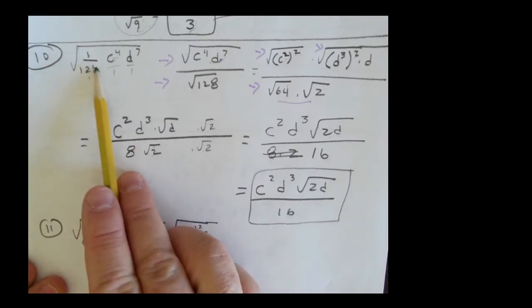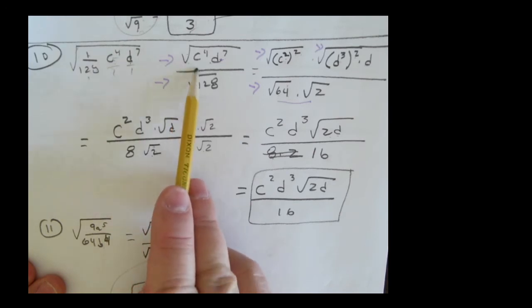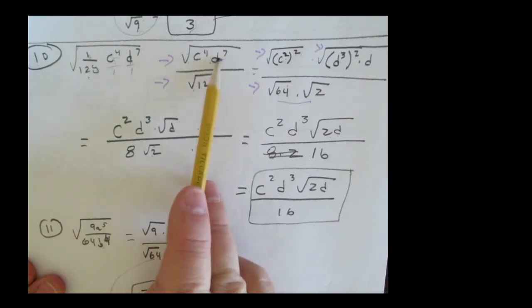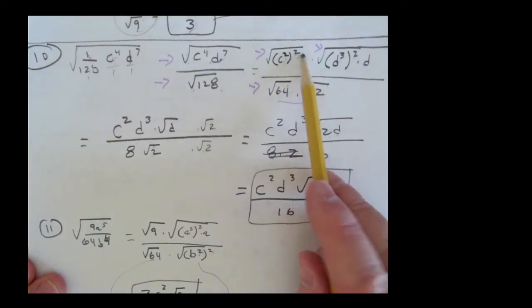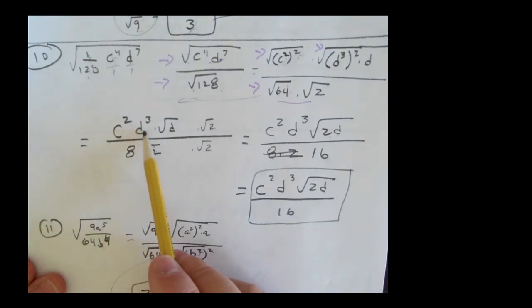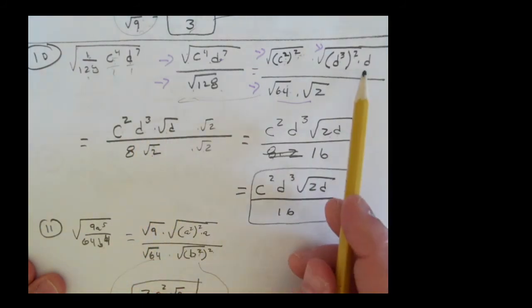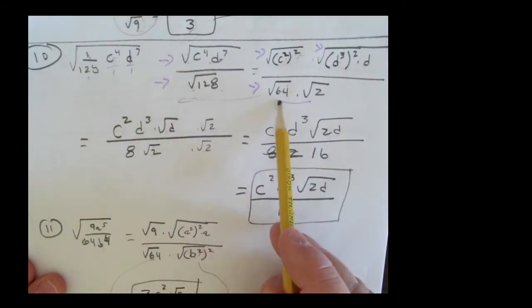Square root of 1 over 128, c to the 4th, d to the 7th, simplifies to this. Remember, this is a 1, so we have this. Simplify c to the 4th and d to the 7th. Simplify square root of 128. And then once you've done this, this brings us down to here. C squared d to the 3rd times d, because we have the extra d here since it's d to the 7th. What's in the denominator?